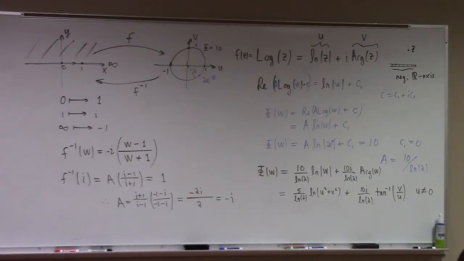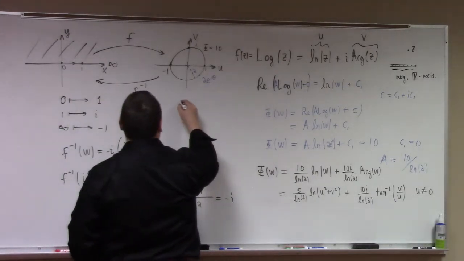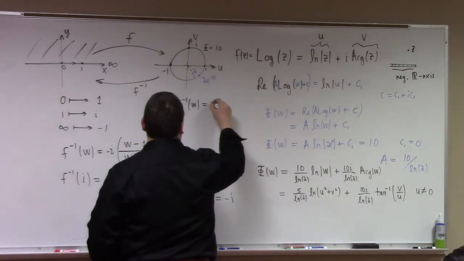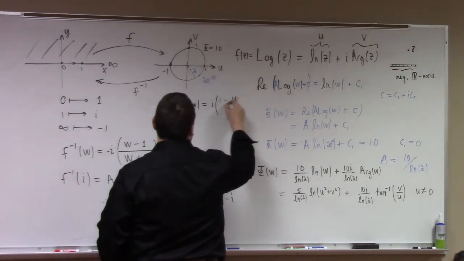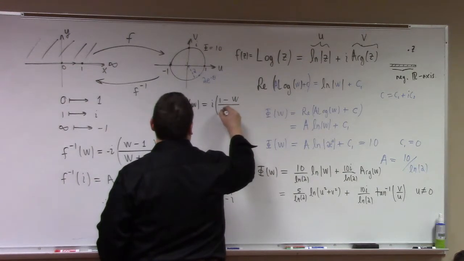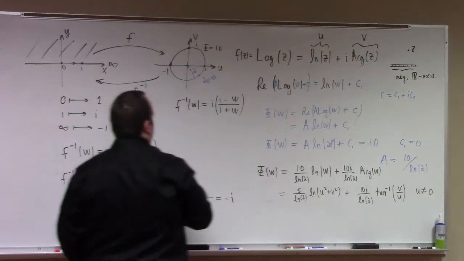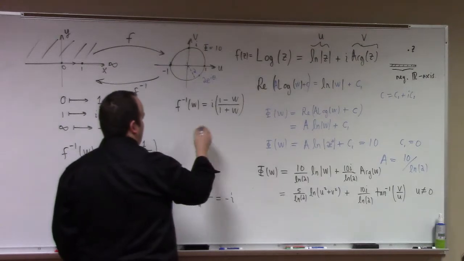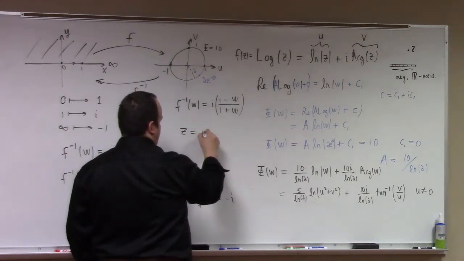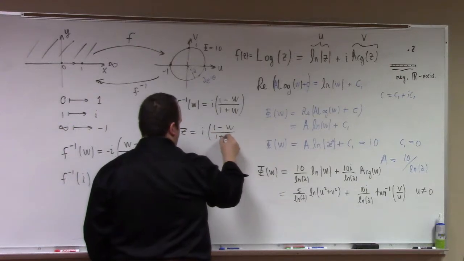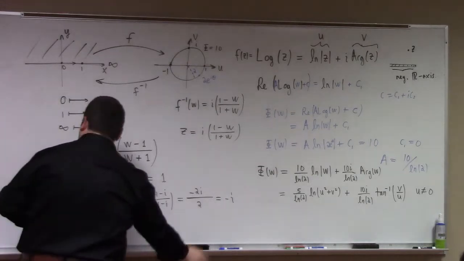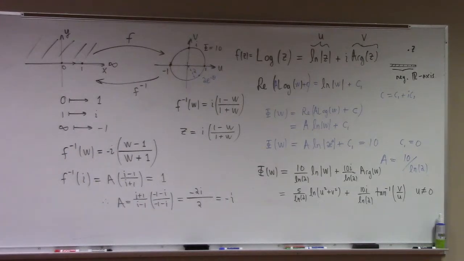So that apparently is the inverse of the map I'm looking for, right? Let me write it down up here for the record. F inverse of w is i times (1 minus w) over (1 plus w), right? So what's F then? You set this thing equal to z and solve for w, right? Solve for w, that gives us F. You guys do that for me? I'm tired.